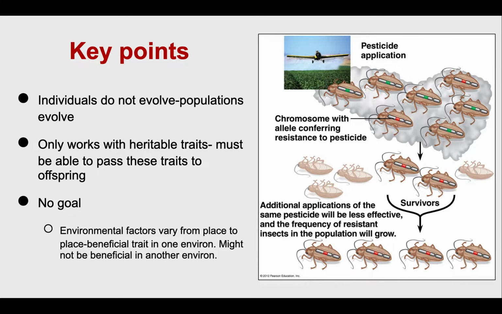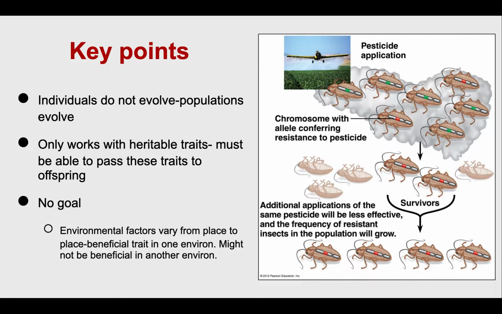Because their offspring will more than likely have a higher frequency of having that allele that has resistance. Now, this only works with heritable traits. You must be able to pass these traits down to your offspring. If you can't pass these traits down to your offspring, then that trait's going to die out when you die. There's going to be no evolution occurring.